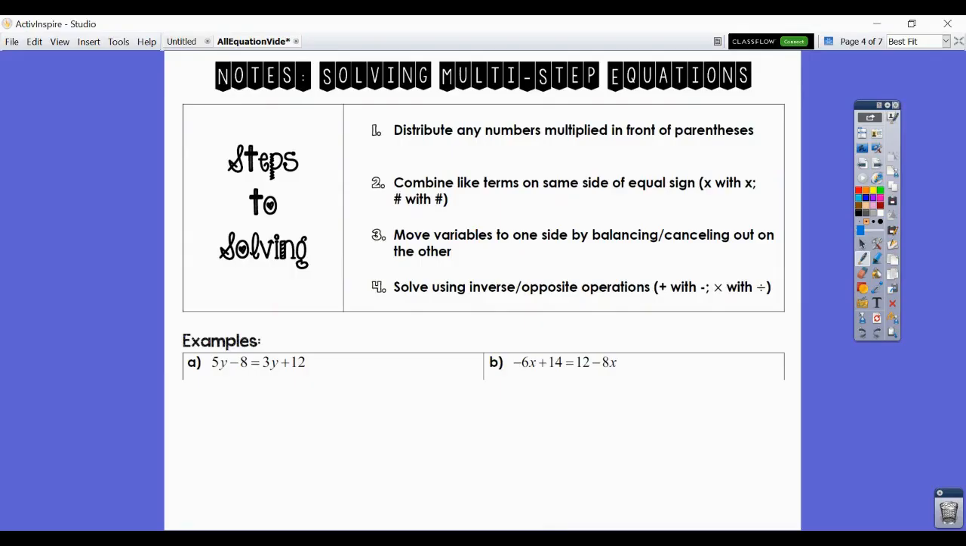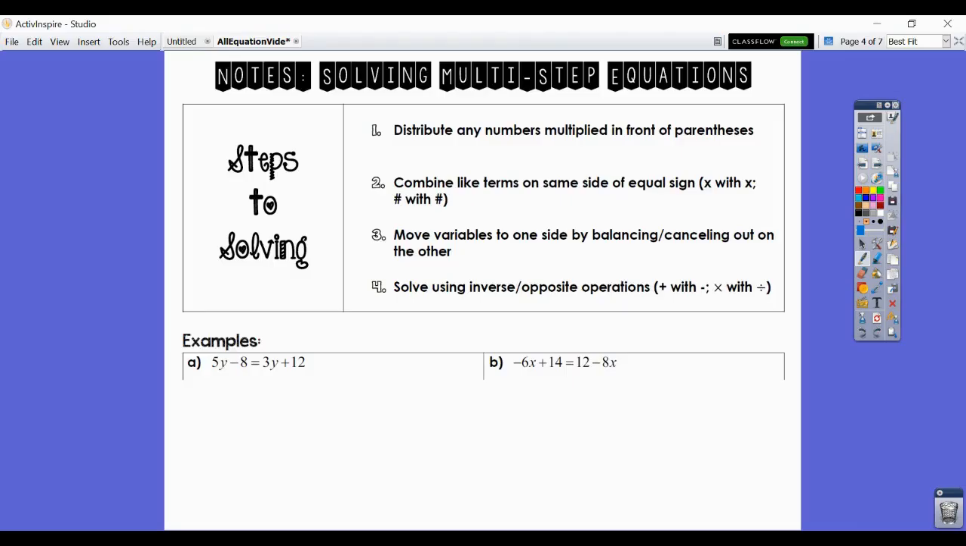The second step we want to do is combine like terms on the same side of the equal sign. Like terms are going to be our x variables with our x variables, and then our numbers with our numbers, our constants with our constants. Then we go ahead and move any variables to one side. That way we're balancing or canceling out the variable on the other side. Last but not least, we'll use those inverse, also known as opposite operations: addition, subtraction, multiplication, division.